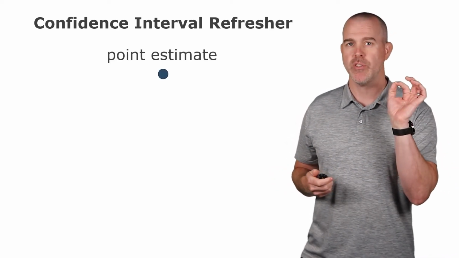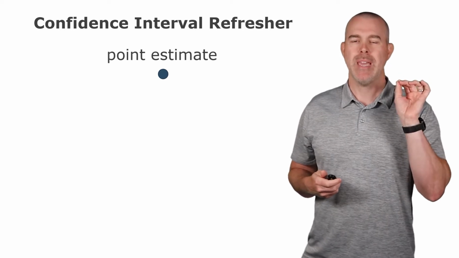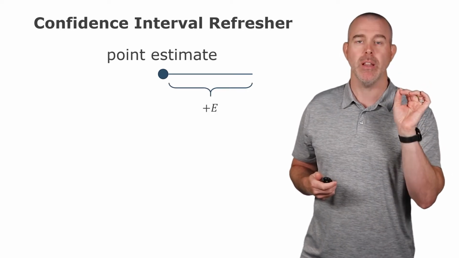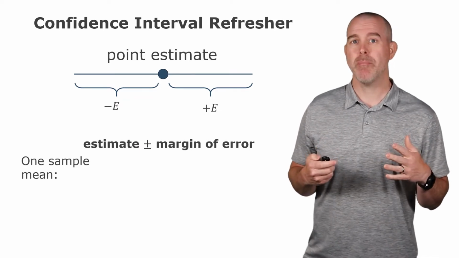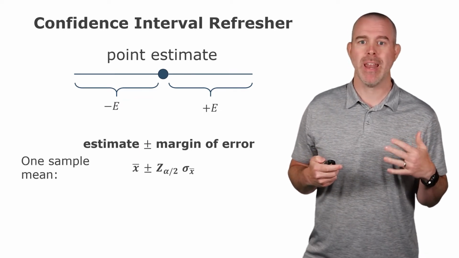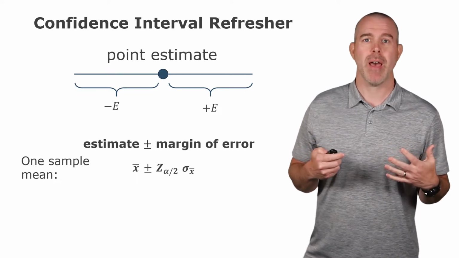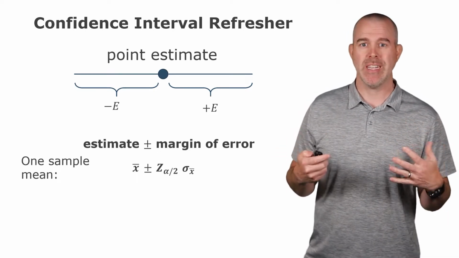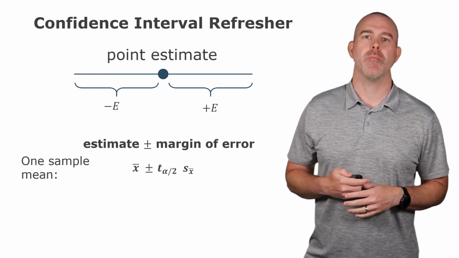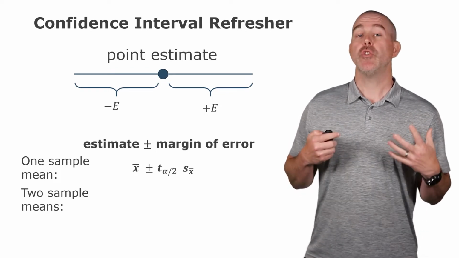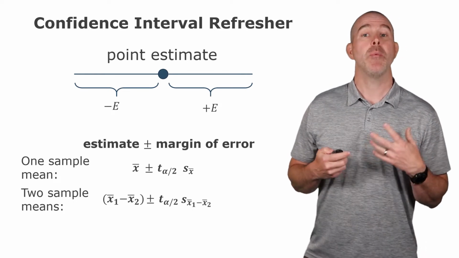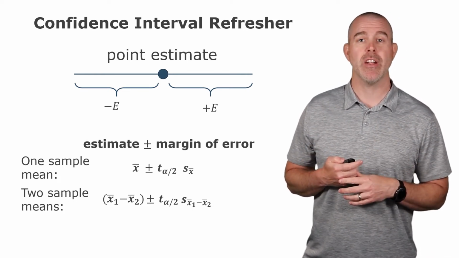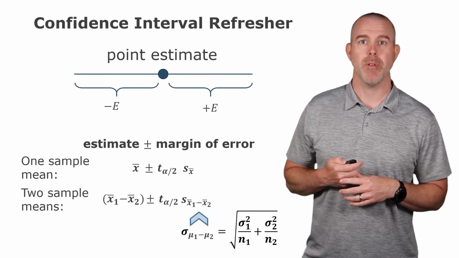So remember, confidence intervals for means and proportions: you have an estimate in the middle, and then there's this plus or minus margin of error. For a one sample mean, you have x bar plus or minus. Normally it would be z times sigma x bar, but then we convert it to a t. We've done that discussion in a video before. For two sample means, we have the difference between the sample means, and then we have this t times the standard deviation of the difference between the sample means.